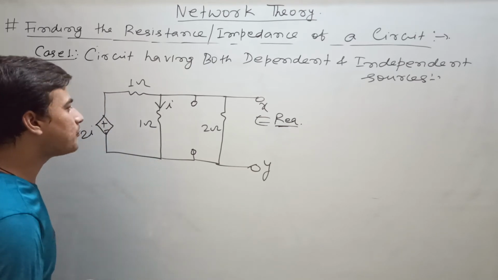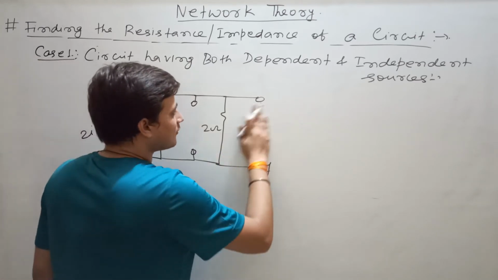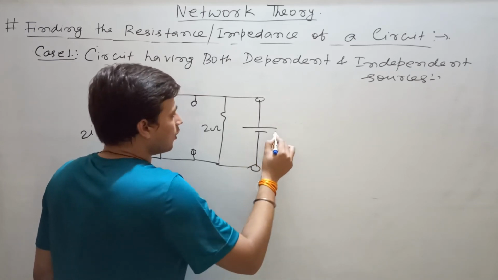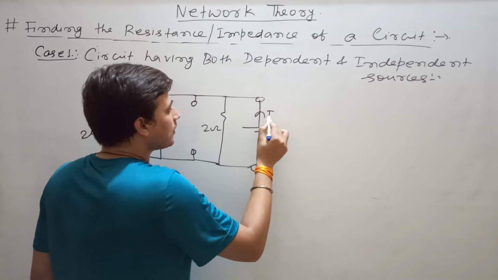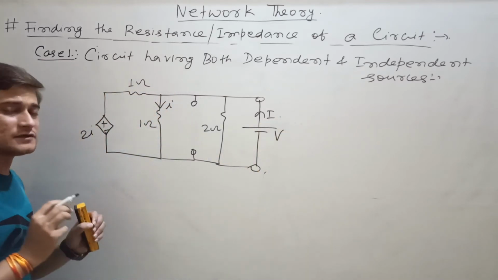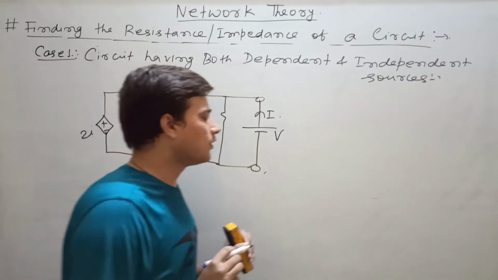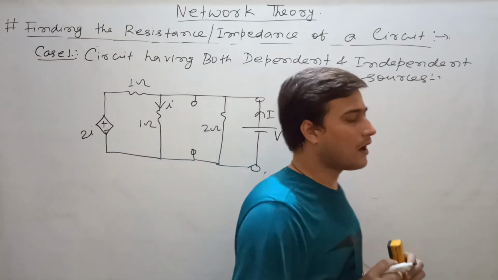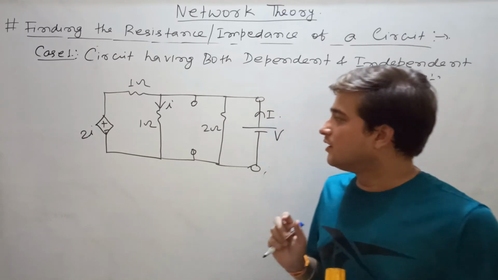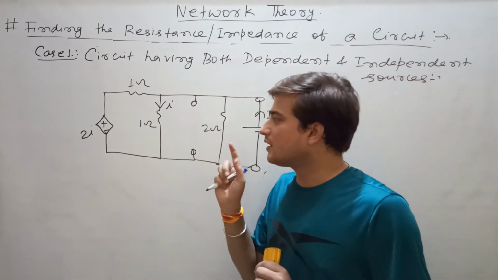And then what will we have to do? We'll have to connect a battery of V volt, and current coming out through this battery will be I. Now by applying Kirchhoff's current law and Kirchhoff's voltage law, you have to find V by I. Now which law will be applicable here? Now here you see that there is a dependent source.